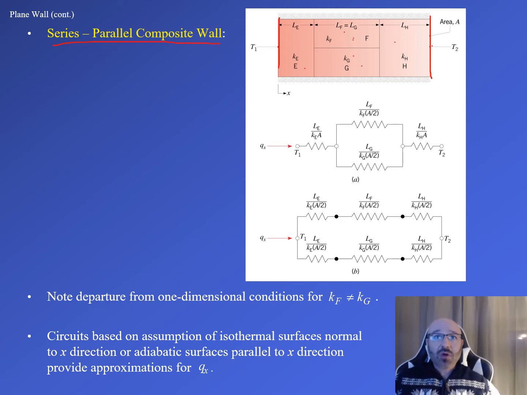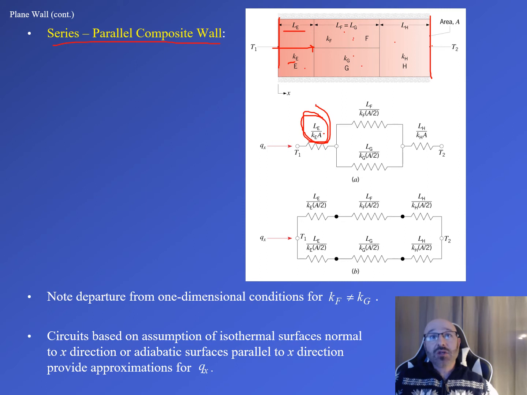So we can see, going right through this first material E, we have conduction going on right here. We have our conduction equation, which is the thickness of this, LE, divided by our K value, KE, times our area. So there's our equation as we're going through this one.